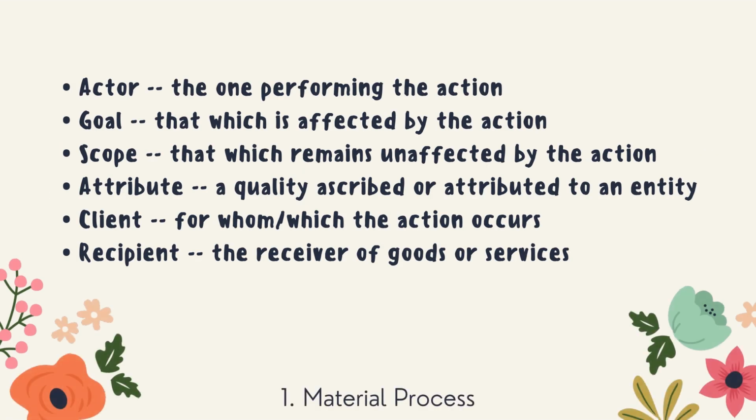So, there are several participants in material process. The first one is actor, the one performing the action. The second one is goal, that which is affected by the action. And then there is scope, that which remains unaffected by the action. And then attribute, that is a quality ascribed or attributed to an entity. And then client, that is for whom or which the action occurs. And then the last one is recipient, that is the receiver of goods or service.